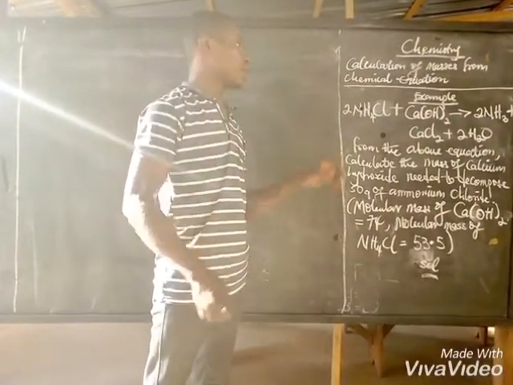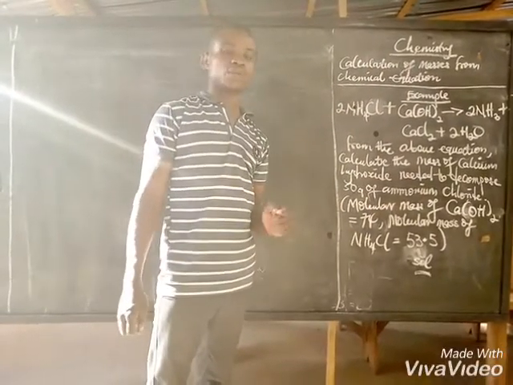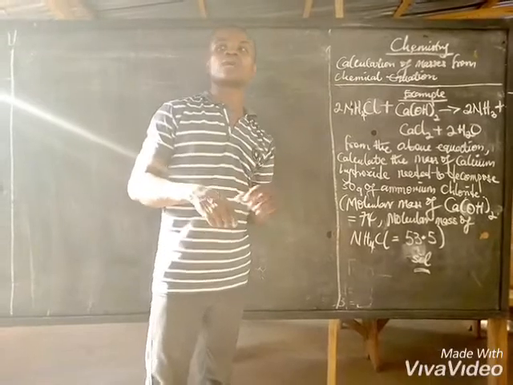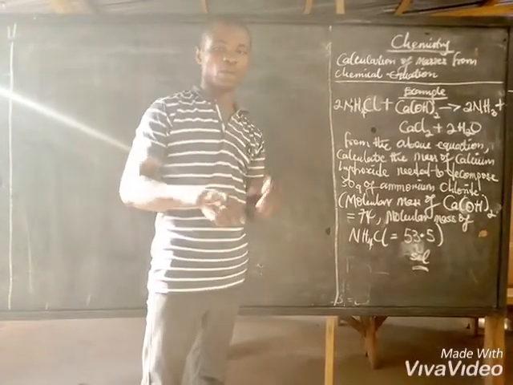Today we're going to look at calculation of masses from chemical equations. Now last class we discussed chemical equations and how to balance them. Today we're going to look at how to find the masses of the individual reactants that make up a given chemical equation.